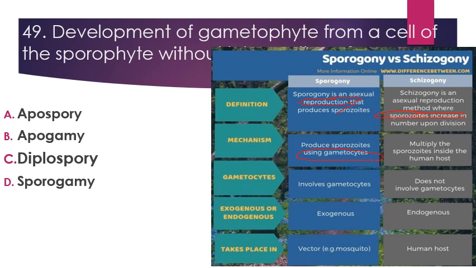Here, this method, schizogony, multiplies the sporozoites inside the human host. This sporogony involves gametocytes, while schizogony does not involve gametocytes. Sporogony is an exogenous process, while schizogony is an endogenous process. Sporogony requires a vector, meaning it occurs in the vector, and schizogony occurs in the human host cell.